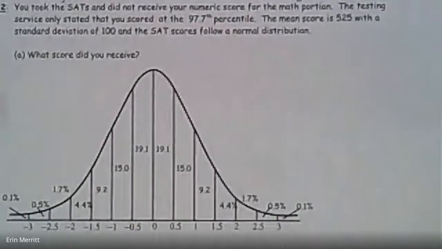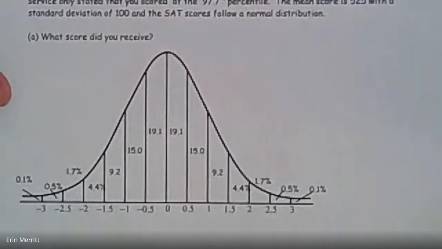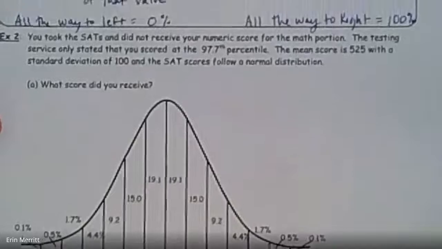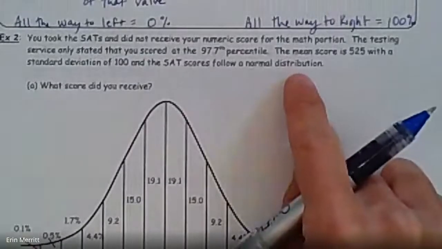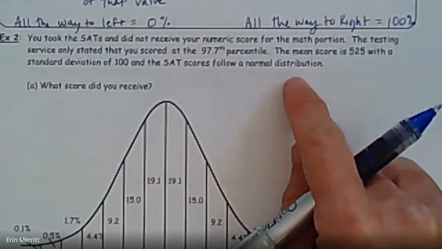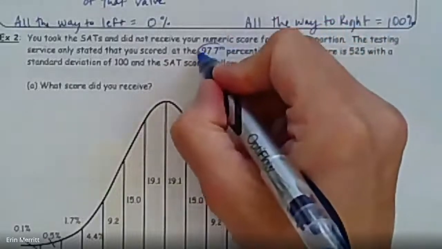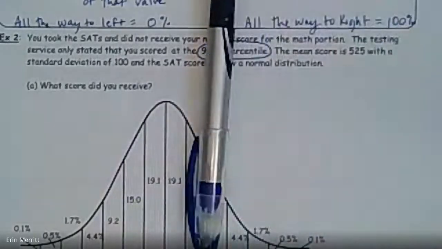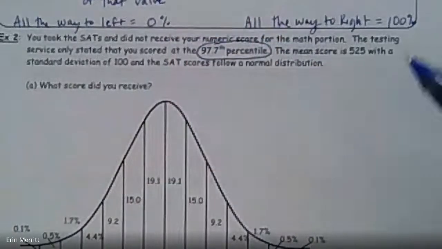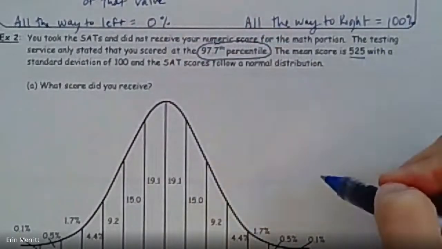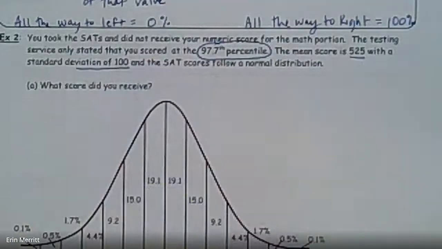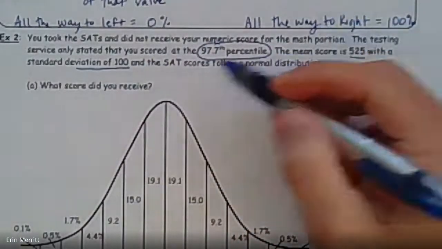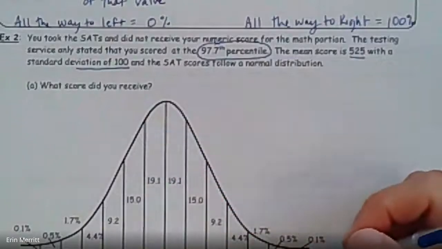When it says here, you took the SATs, you did not receive your numeric score. Whoops, sorry, off the screen there. For the math portion, the testing service only stated that you scored in the 97.7th percentile. See right there, I'd be like, done. Thank you. I'm awesome. The mean score is 525, standard deviation of 100. So what score did you get? Okay, so they're basically asking you to figure out where in this chart is the 97.7th percentile.